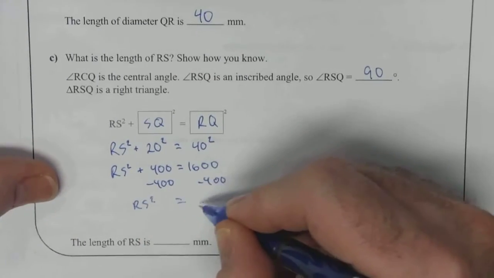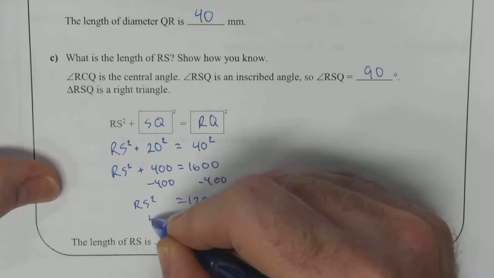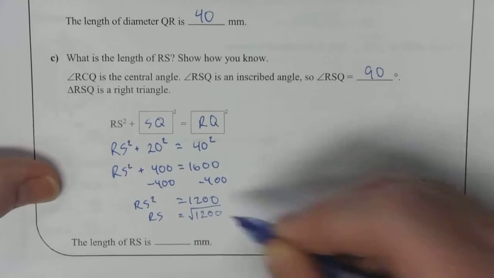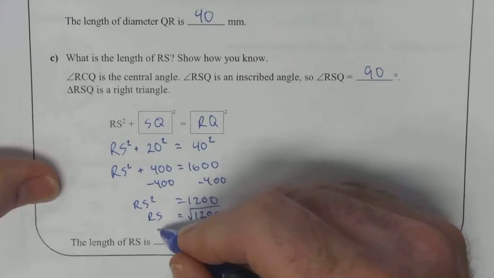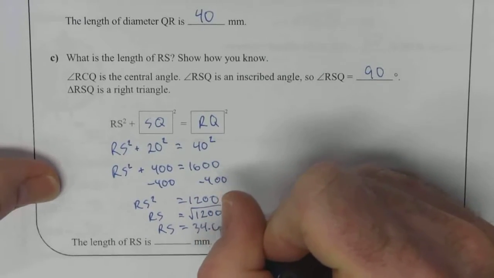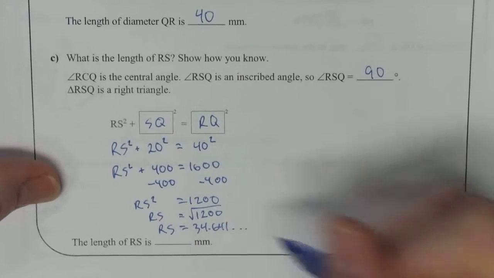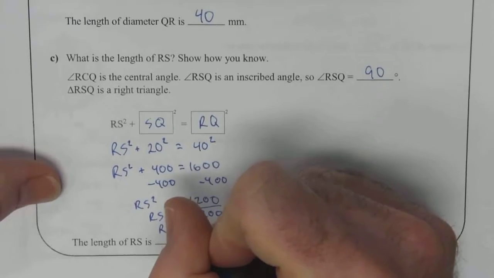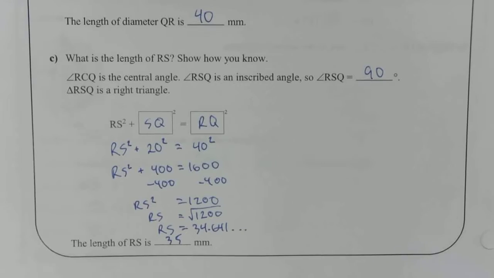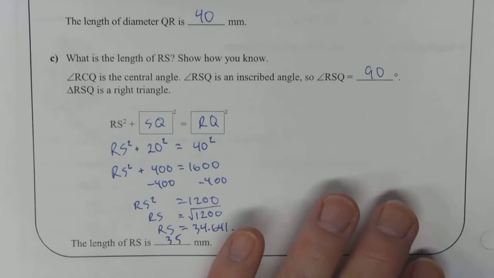RS squared equals 1200. Take the square root of both sides, and you're left with RS equaling the square root of 1200. So RS is equal to 34.641, etc. To the nearest millimeter, that's 35 millimeters. And that's the show you know.